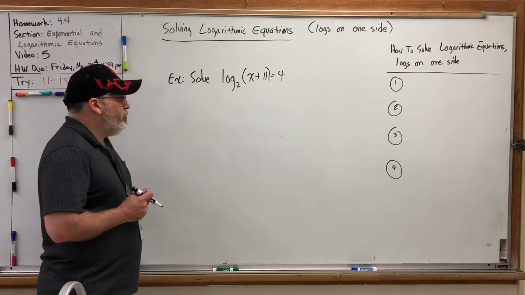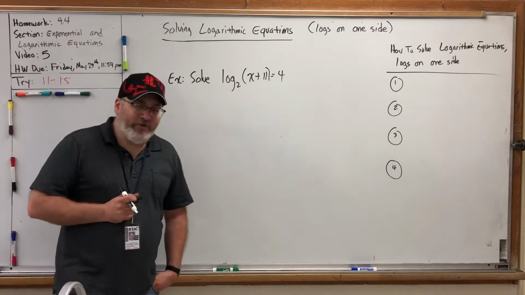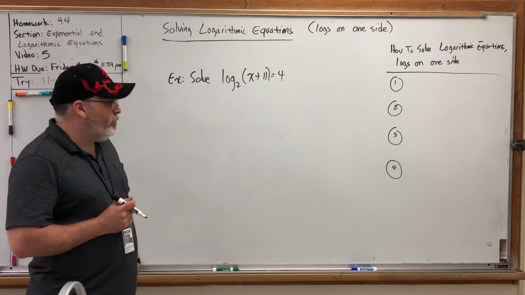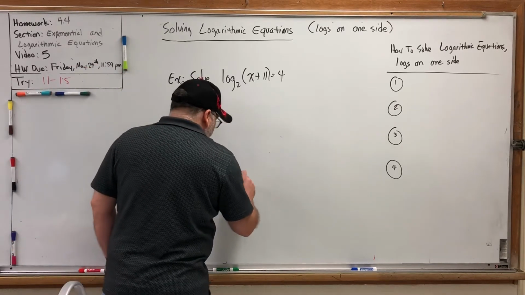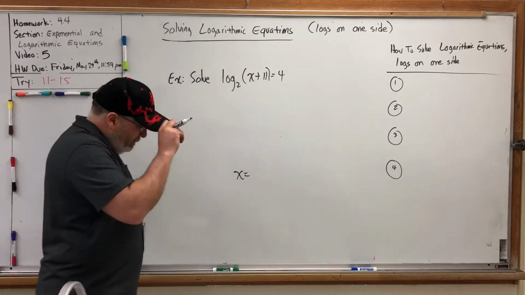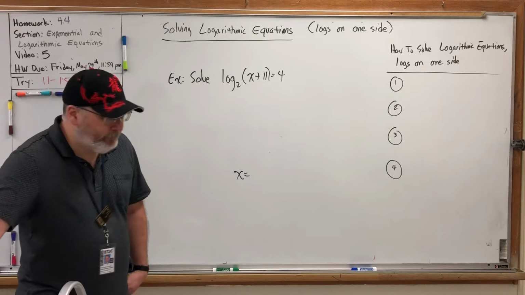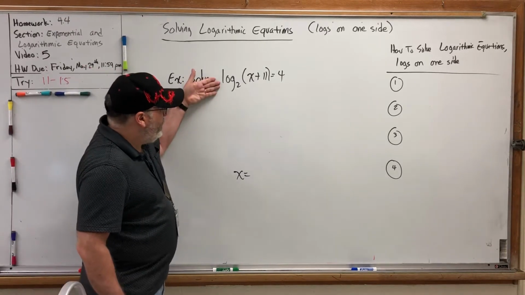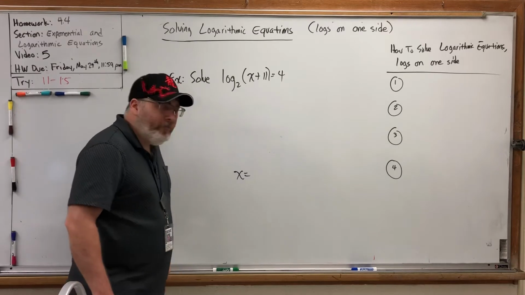Solve log base 2 of x plus 11 equals 4. Well, let's think about our goal. Our goal is to say x equals. Equation solving is a goal-oriented process. This is where we are. This is our goal. We need to fix what's preventing us from being there.